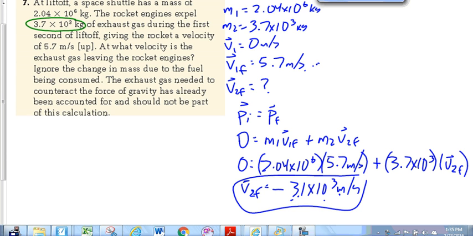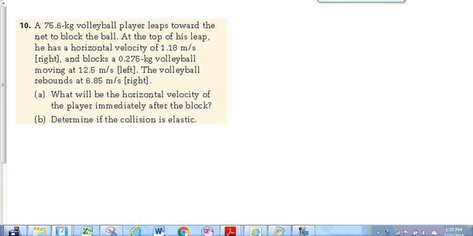All right, and the last question we want to go over is number 10. A 75.6 kilogram volleyball player leaps toward the net to block the ball. At the top of his leap, he has a horizontal velocity of 1.18 meters per second to the right, the volleyball is going to the left, and then we've got a volleyball rebounding to the right again. So let's circle some directions here. Remind us that something's going to be negative, something's going to be positive. What's the horizontal velocity of the player immediately after the block?